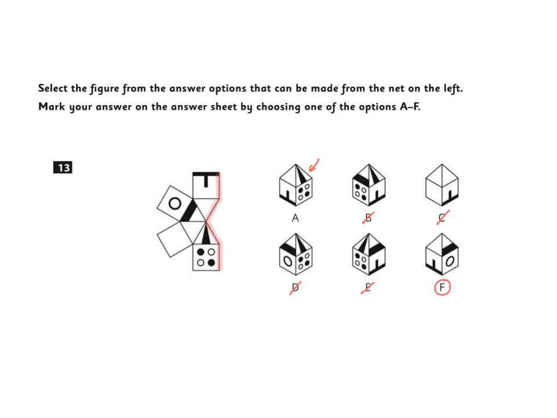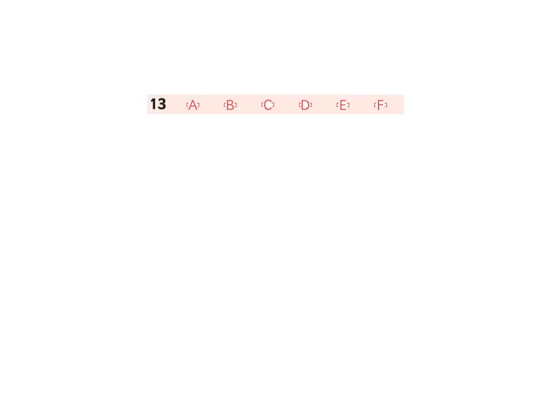In F, you can see this face and this face next to one another, which indeed they would be. You can also see these two faces are positioned correctly. So F was indeed the right answer to this question. And you can show the answer of F on the answer paper like this.